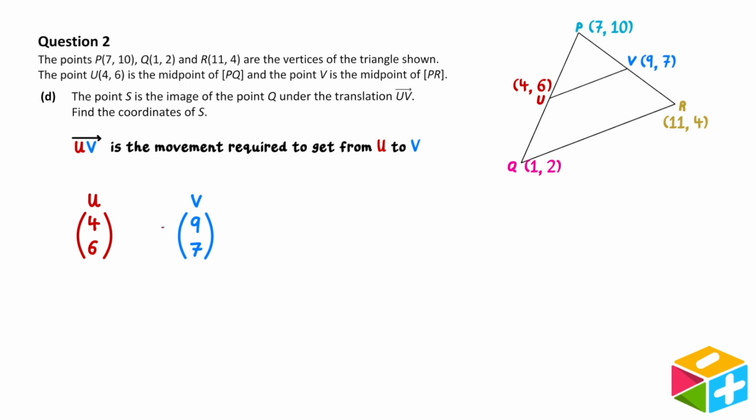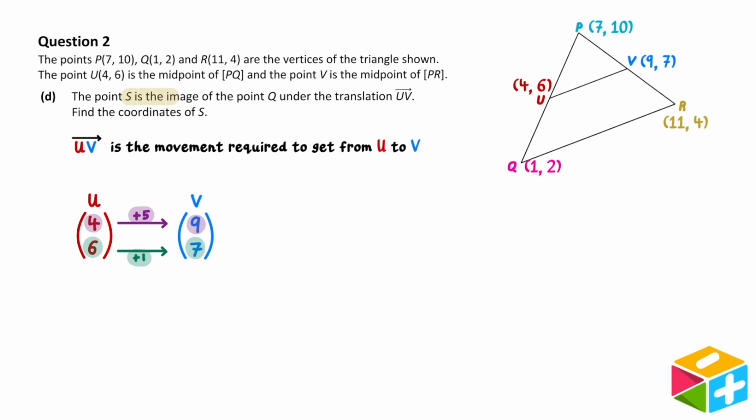Well, the x-coordinate changes from 4 to 9. So the shift here is plus 5. The y-coordinate changes from 6 to 7, which is a shift of plus 1. So the translation here adds 5 to the x-coordinate and adds 1 to the y-coordinate.